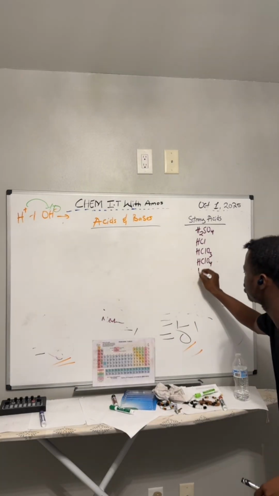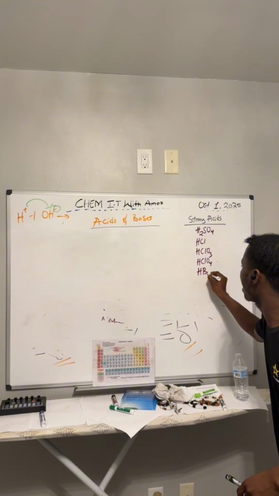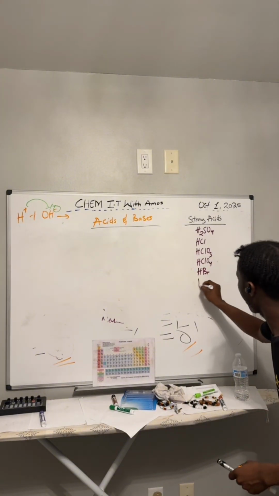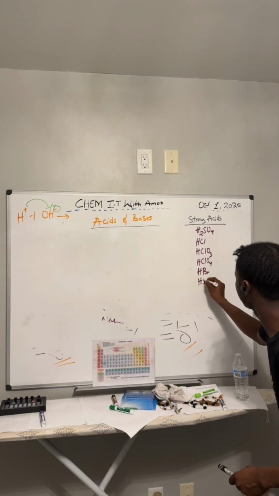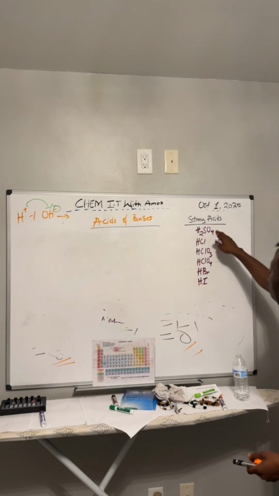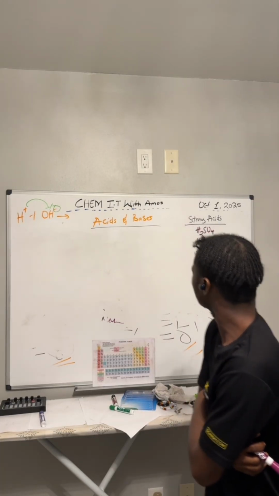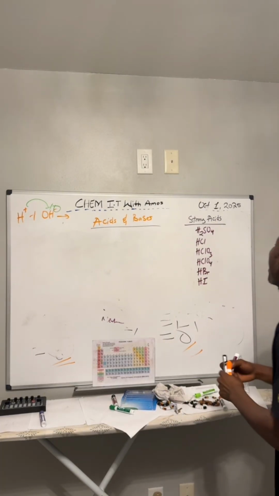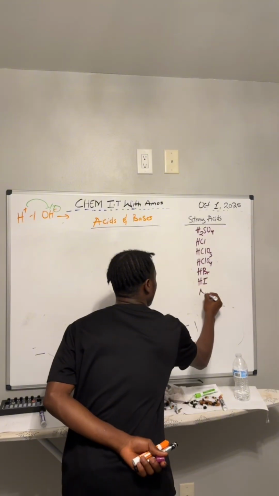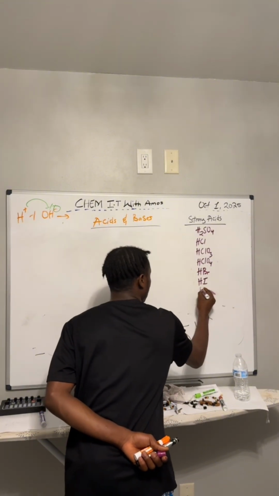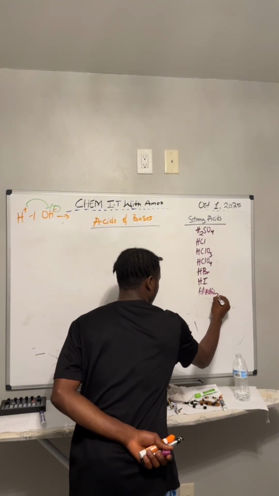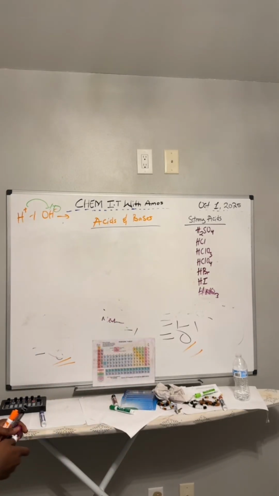Hydrobromic acid is HBr, and we have hydroiodic acid, HI. So we have 1, 2, 3, 4, 5, 6. Mostly there are 7 strong acids. What is the last one we are missing? We have nitric acid. Yes, we do have. So this becomes HNO3, nitric acid.